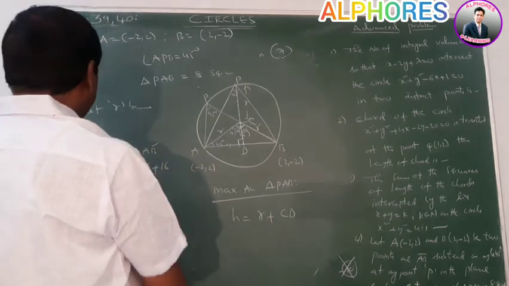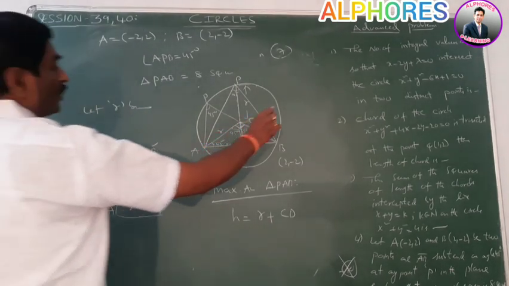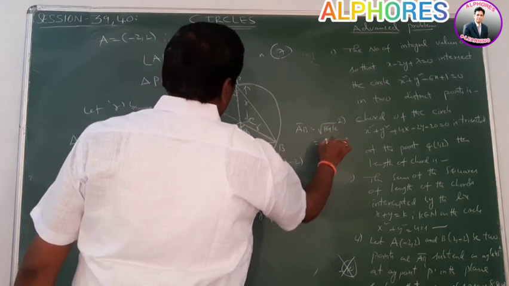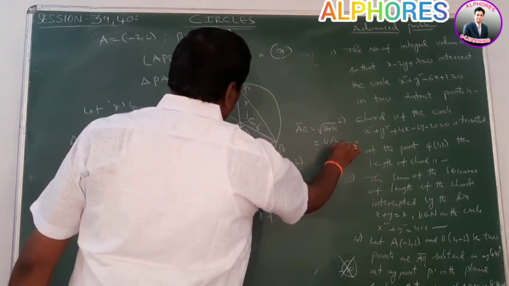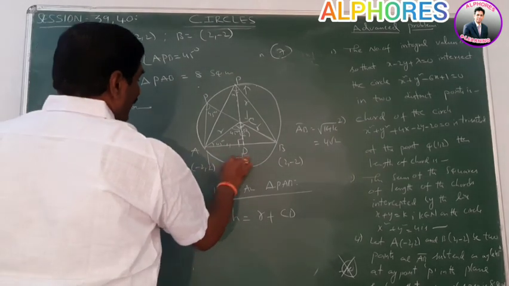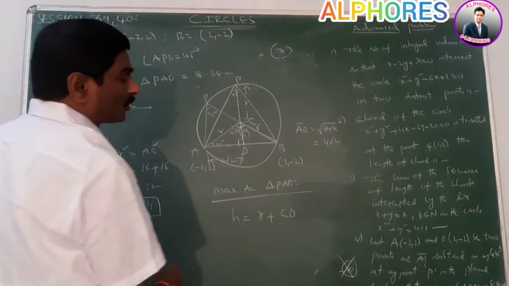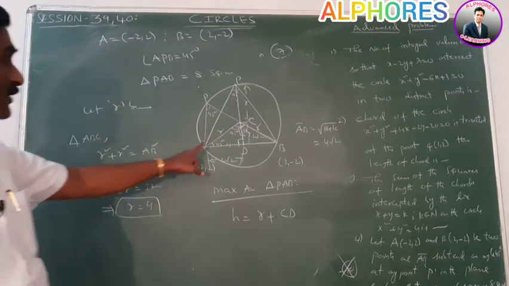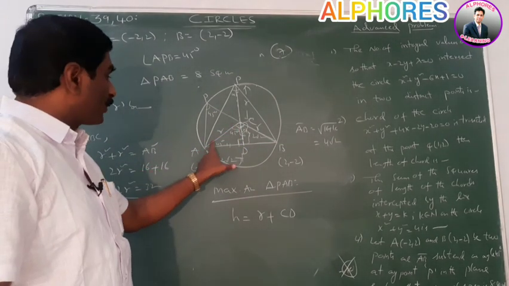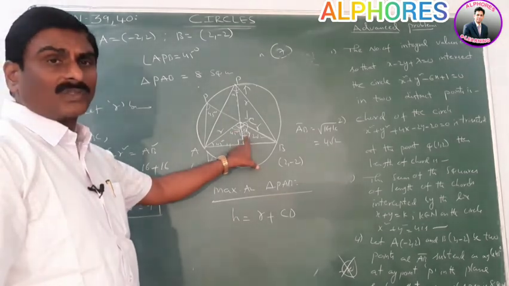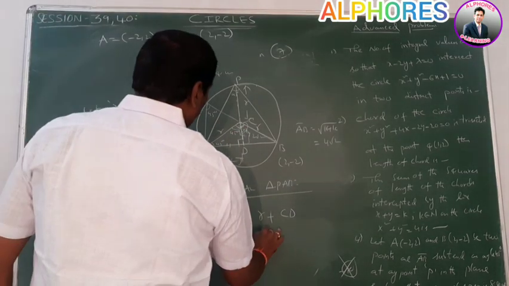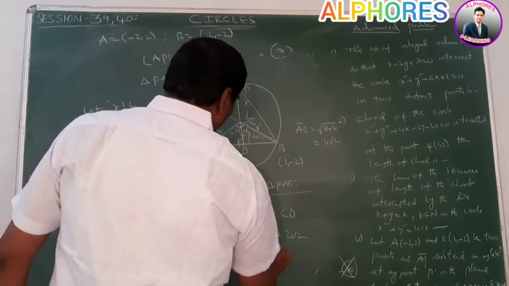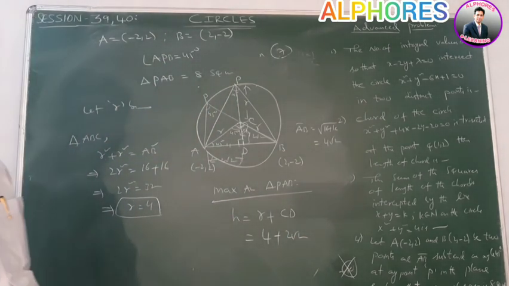Here AB is equal to the distance between the 2 points, under root 16 plus 16, root 32, means 4 root 2. AB is equal to 4 root 2. That means AD is equal to 2 root 2. This value is 2 root 2. That means this value is also 2 root 2. It is 45 degrees. If two angles are equal, opposite sides are equal. Okay. That means R is equal to 4 plus this value 2 root 2. Maximum height is equal to 4 plus 2 root 2.